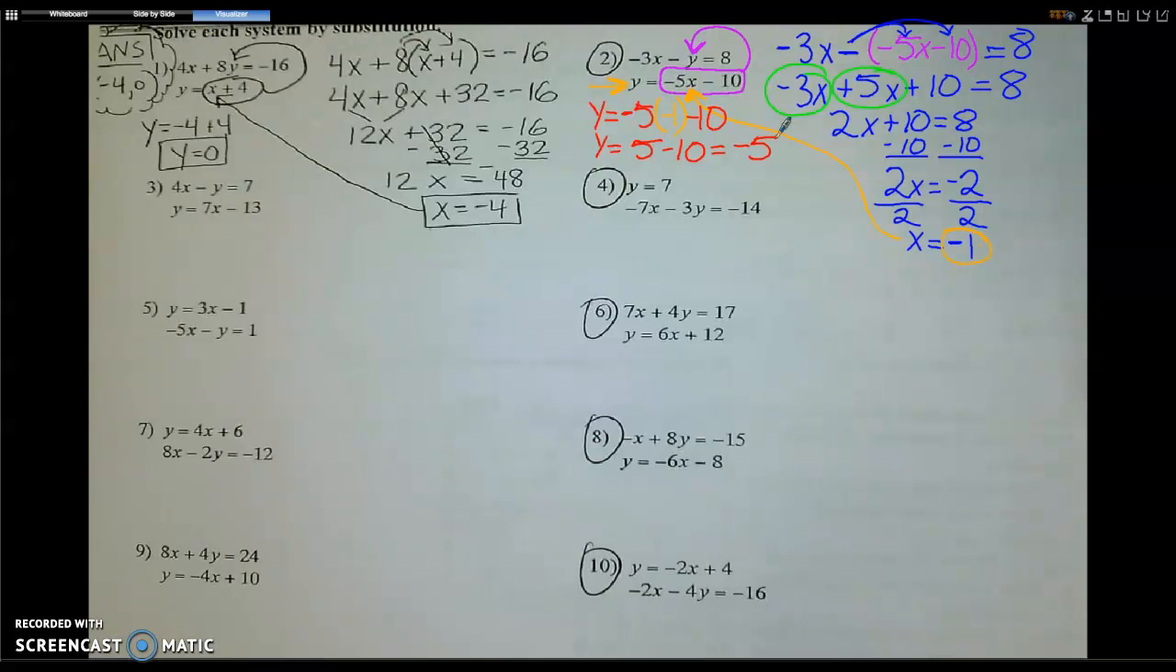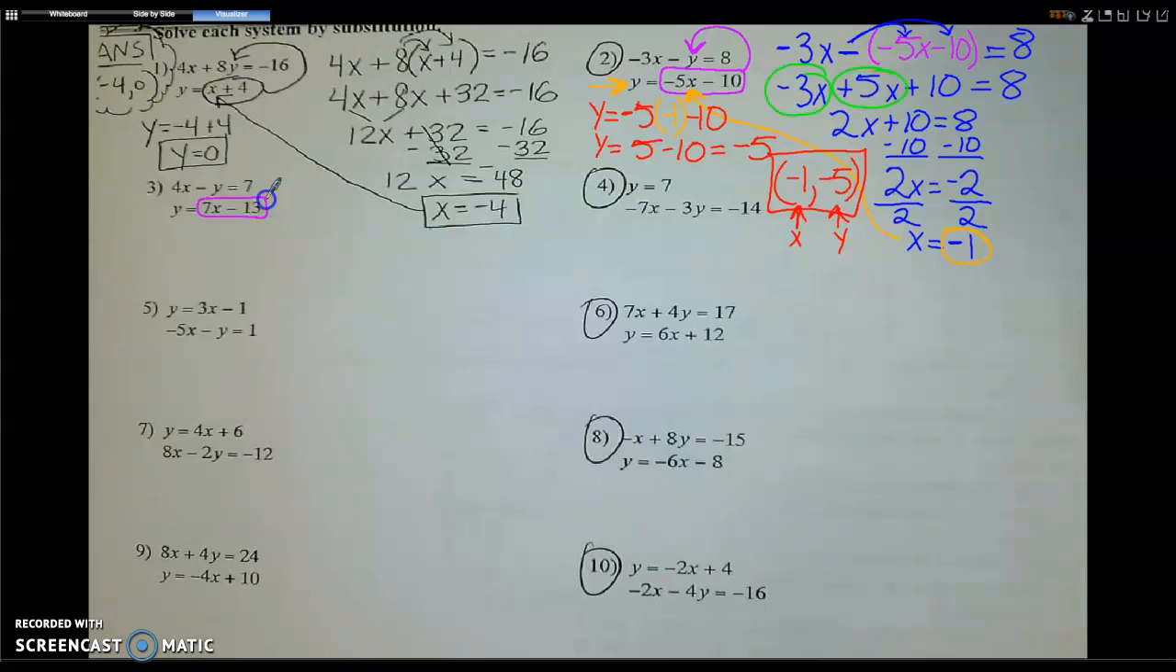So, looking at our points, negative 1 is our x, negative 5 is our y. So, our final answer for number 2 is negative 1, negative 5. Remember that x always comes first, y always comes second. Okay, let's move over. Let's look at number 3. We know that y equals 7x minus 13.